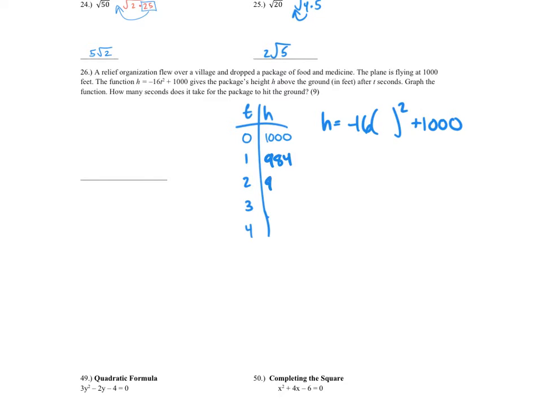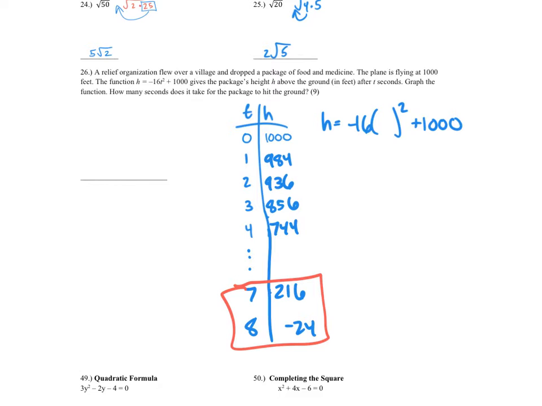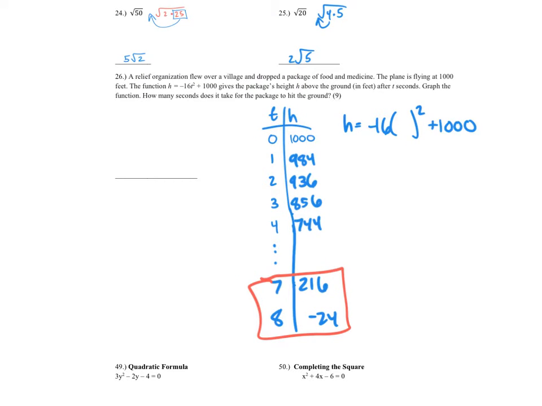So you can see as you're filling out your table here, and you can find these by plugging in each of these values, you can see that it's still got plenty of room to keep falling. So if you skip some here, when we get down to 7, it's at 216 feet, but then at 8, it's at negative 24, which means somewhere in between here is where it hits the ground. So how many seconds does it take to hit the ground? The answer is between 7 and 8 seconds.